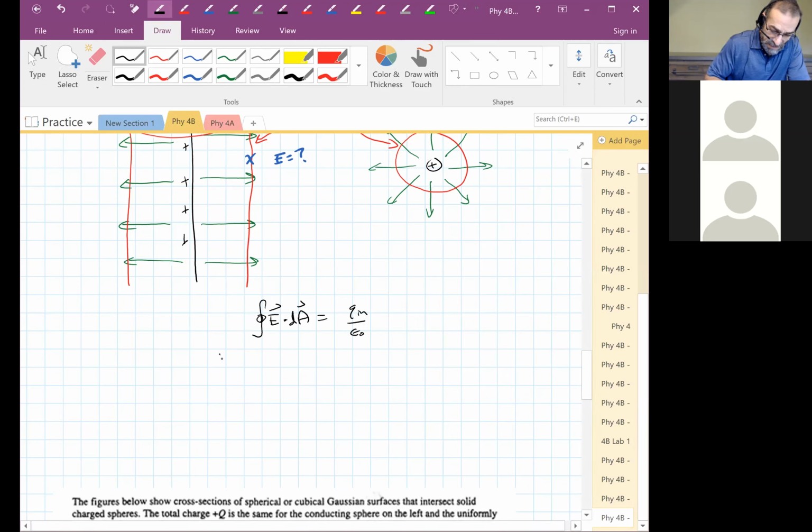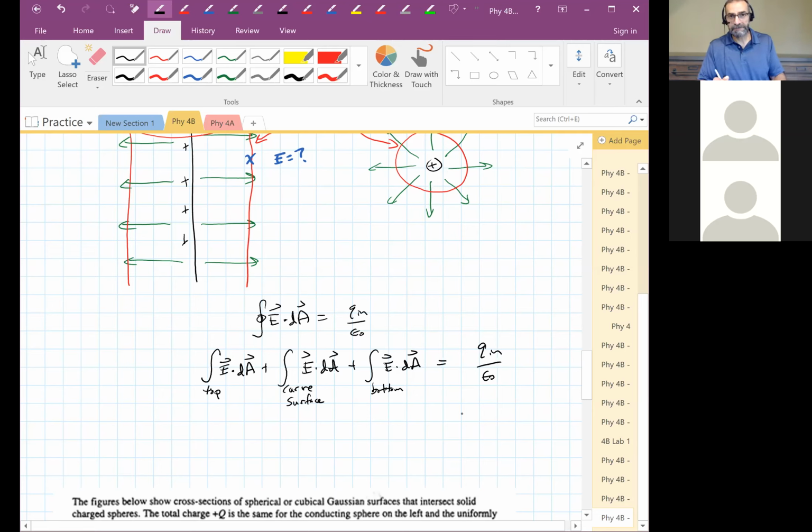So this is the same thing as saying the integral over the top of my cylinder of E dot dA, plus the integral over the curved surface of E dot dA, plus the integral over the bottom of E dot dA, and that has to equal Q inside over epsilon naught.